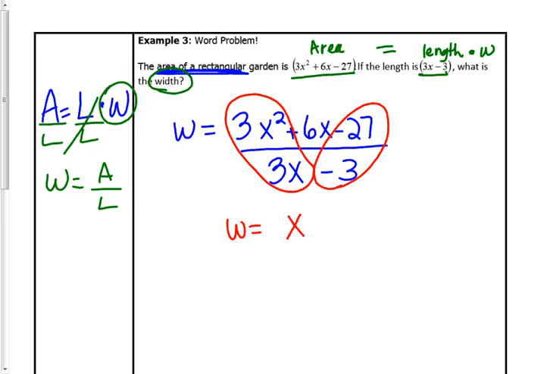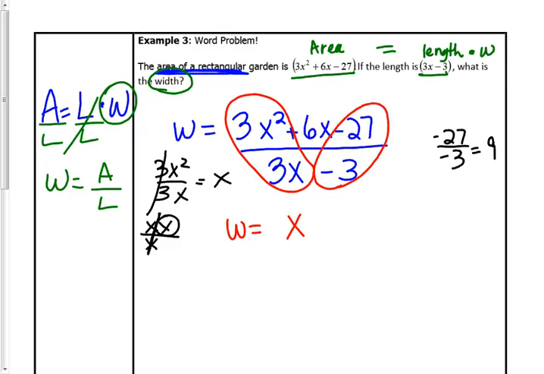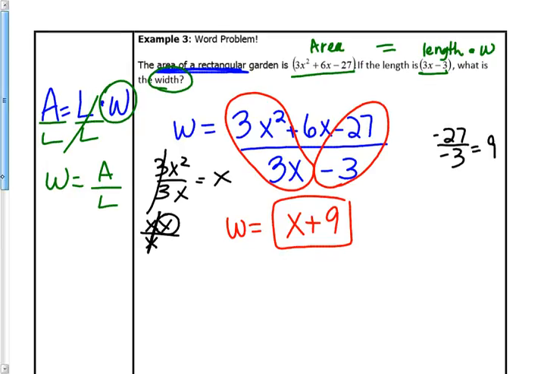So what would happen here, 3x squared divided by 3x, the 3's cancel out, so I'd be left with 1x left over, right? The 2 x's on the top, 1x on the bottom, those cancel, there's only 1x left. On the other side, we have negative 27 divided by negative 3, which would be a positive 9. So our answer for the width would be x plus 9. And then you can go back and check your answer, do the box method, and you should end up with 3x squared plus 6x minus 27.